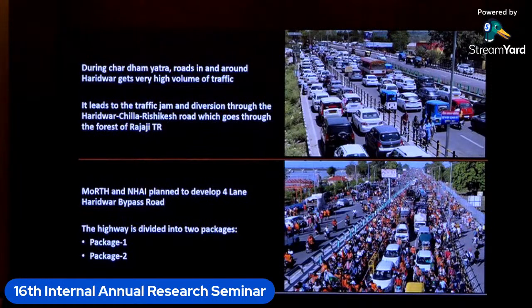To solve this problem, the Ministry of Road Transport and Highways and the National Highway Authority of India plan to develop a four-lane Haridwar bypass road. That highway is divided into two packages.